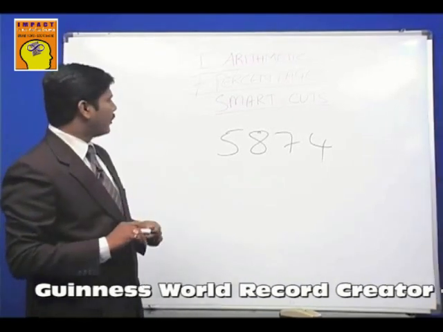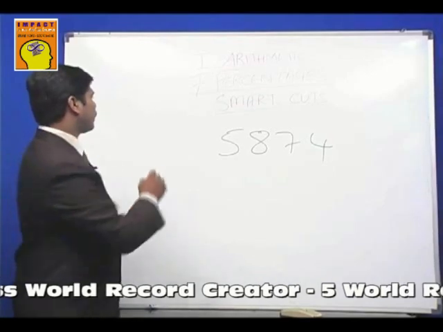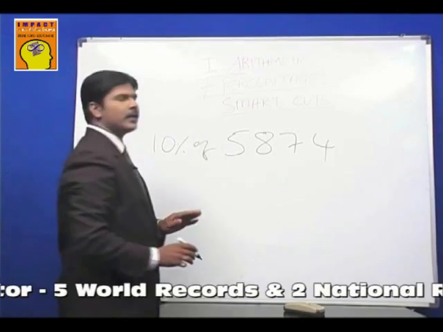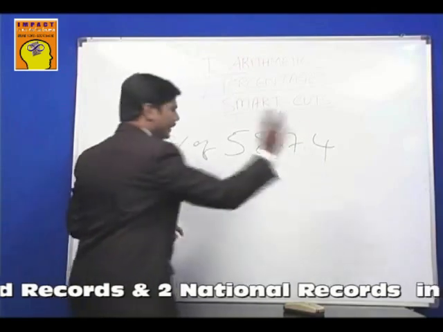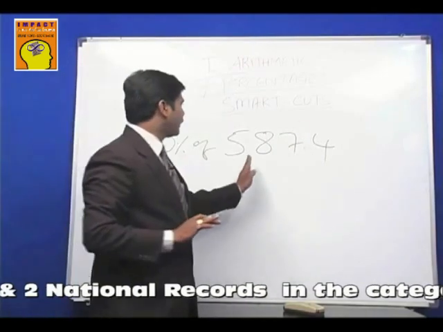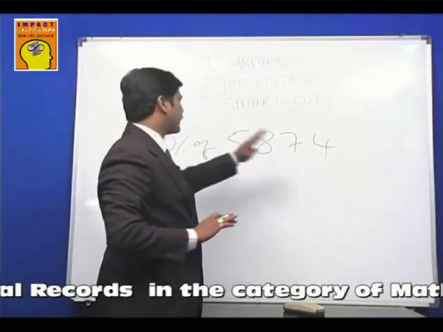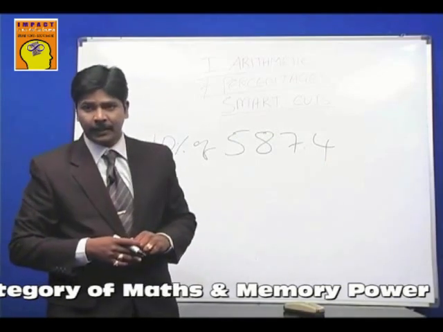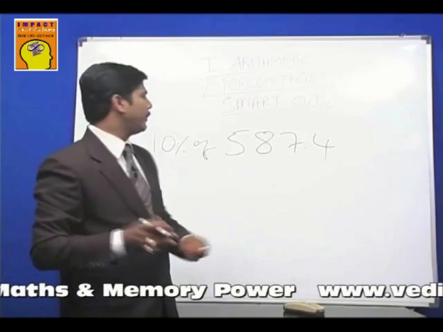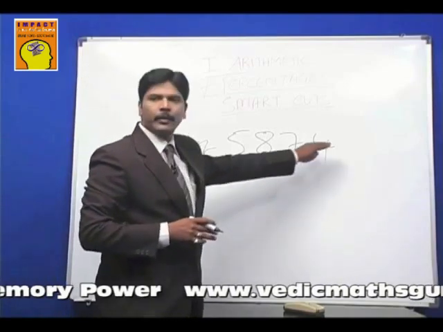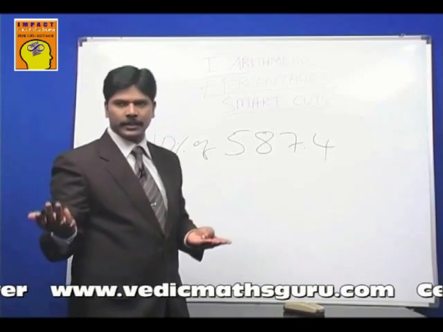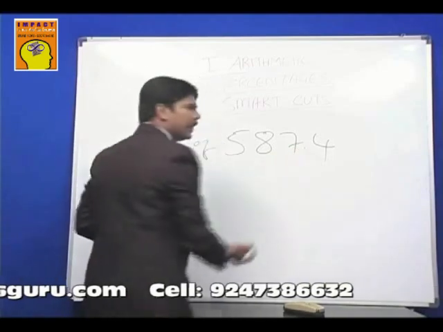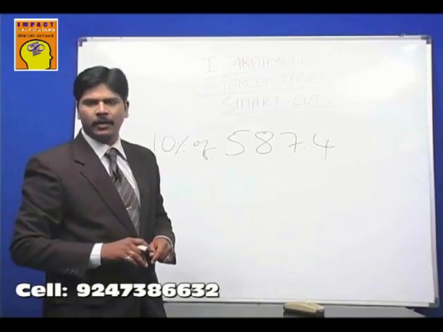For example, if you want to access 10% of this number, do nothing, just put a decimal before the last number and that's it. Now assume 5,874 rupees or $5,874, and you want to give somebody 10% of that money. Okay, so how much do you have to pay him? You must pay him 587.4, either rupees or dollars or any currency. Okay, so that's it. Just put a decimal point before the last number. It gives you 10% of that amount.